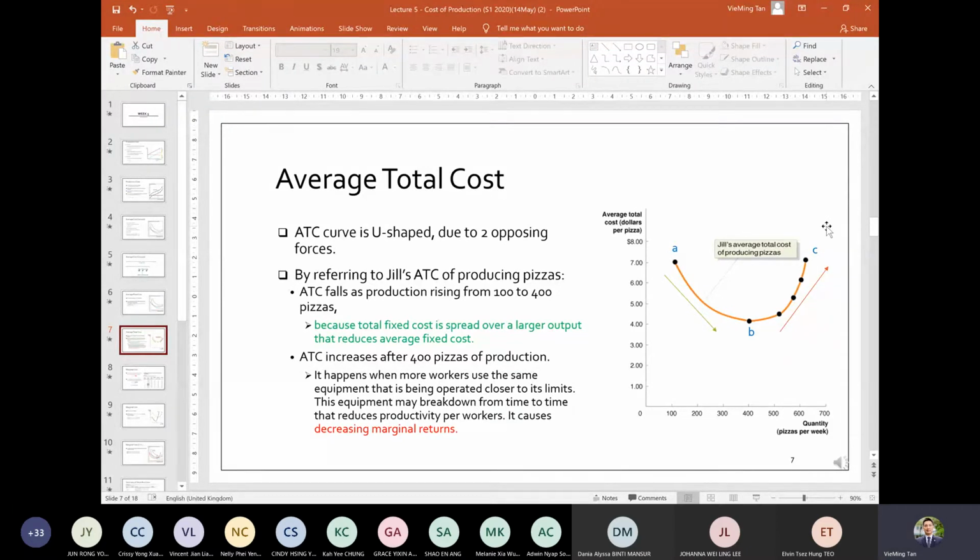Any questions so far on decreasing marginal returns? Are you okay with this concept? This phenomenon happens when the company has limited fixed cost for the labor to operate the production. This reduces the productivity of the workers and increases the average variable cost in the short run. As a result, the average variable cost is U-shaped, and this also makes the average total cost U-shaped. So far so good?